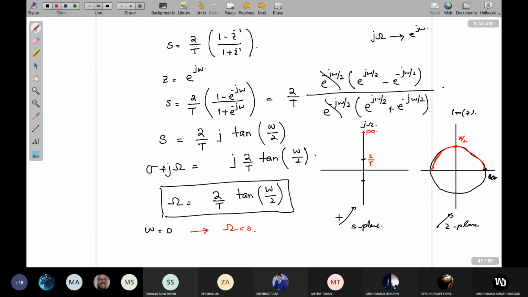What is important is that it's a one-to-one mapping. For every point on the exponential j omega circle, there is a one-to-one mapping on this j omega axis. Questions, please. Any question, any confusion? Mudassir, any question, beta?